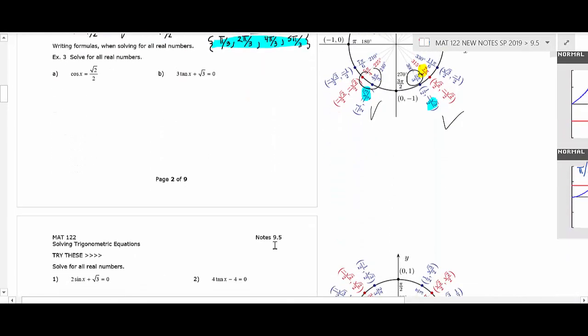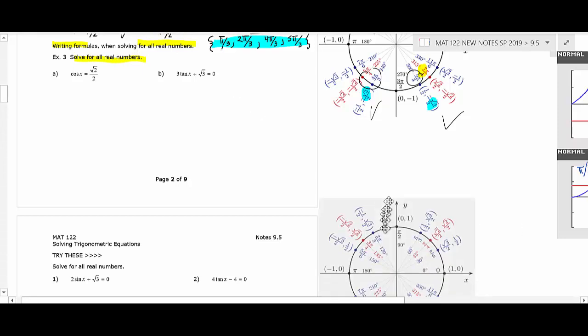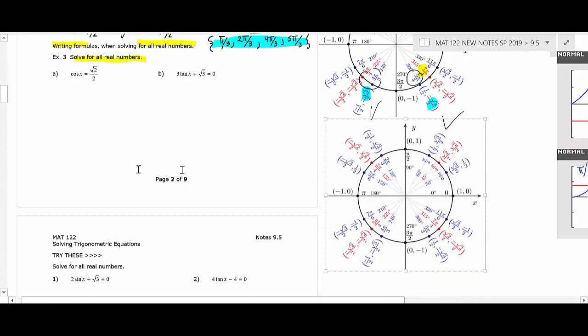Okay, so moving down to the next thing, what we're going to do now is we're going to write a formula. So we're going to solve for all real numbers. We're not going to give specific answers. We're going to give all of the answers that are possible. And on a trig equation like these, there's really infinite solutions because the angle can get infinitely big or infinitely small.